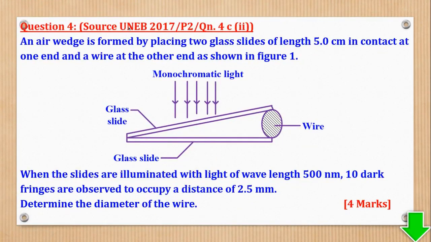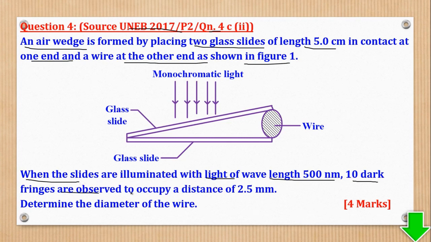Then question 4 came from UACE 2017 paper 2 question 4C, and it says an air wedge is formed by placing two slides of length 5 centimeters in contact at one end and a wire at the other end as shown in the figure. When the slides are illuminated with light of wavelength this, 10 dark fringes are observed to occupy a distance of 2.5 millimeters. Determine the diameter of the wire.